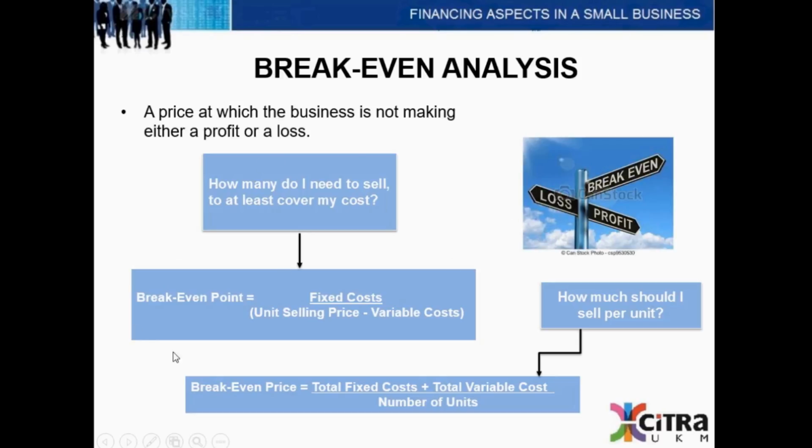The following are the means of how you calculate your break-even analysis. Basically, break-even analysis involves how many do I need to sell to at least cover my costs, and that will be your break-even point, which is fixed costs divided by unit selling price minus the variable cost. And then break-even analysis also involves how much should I sell per unit to make that break-even price, which is the total fixed cost plus the total variable cost divided by the number of units.